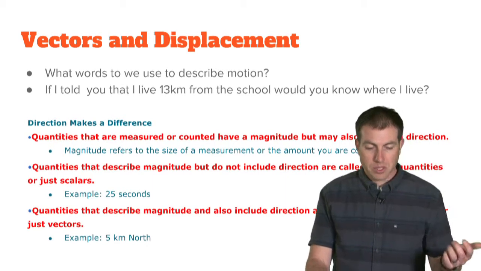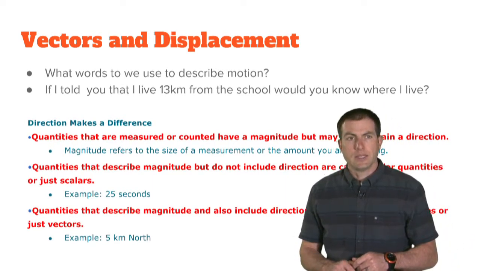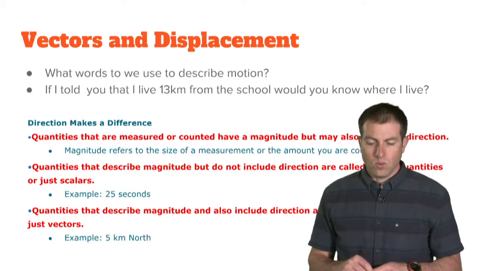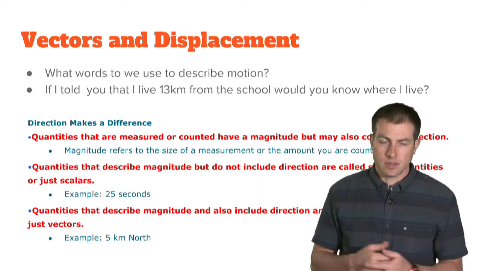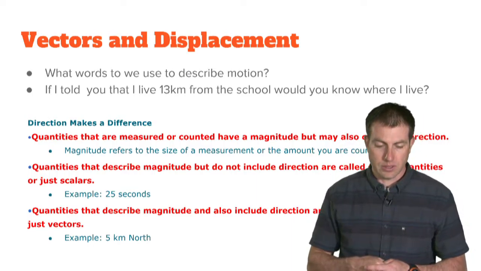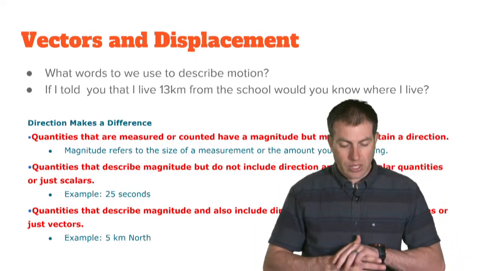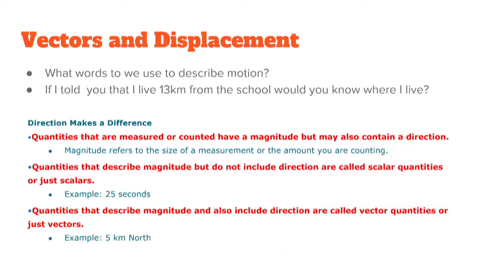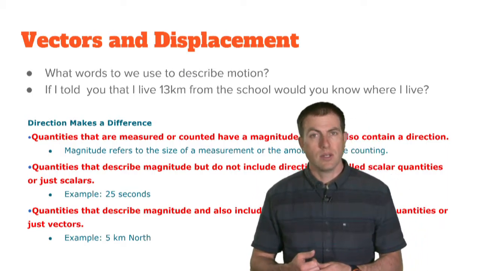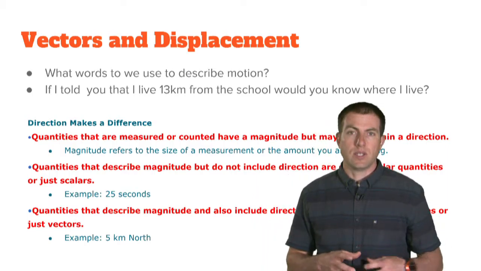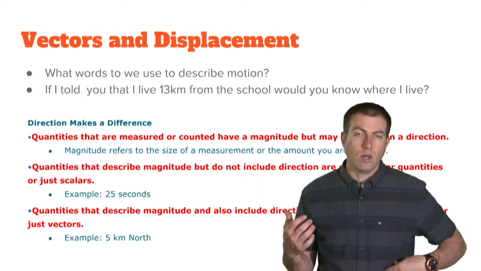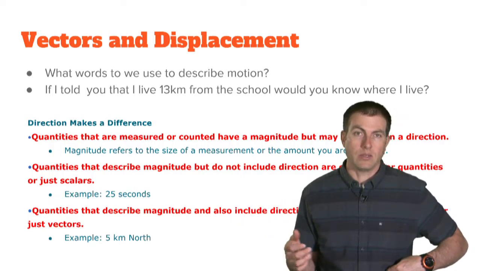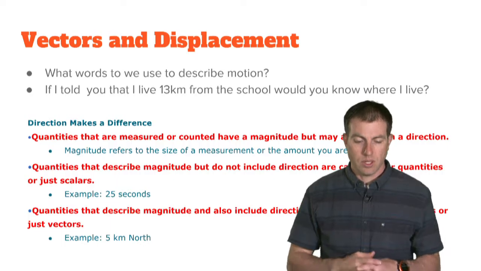So direction makes a big difference, and we use fancy words, but you guys will know them already essentially. So quantities that are measured or counted have a magnitude, but also may contain a direction. We use the word magnitude to refer to the size of a quantity. So we could be talking about a distance like 13 kilometers. That would be the magnitude. And then if I said 13 kilometers south, well, then you'd know where I went to get home, 13 kilometers south.